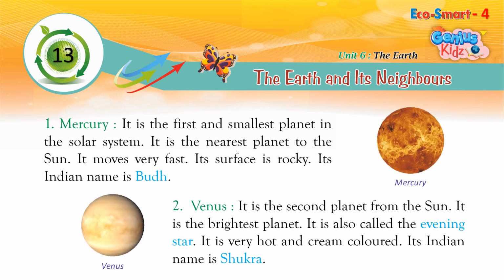1. Mercury. It is the first and smallest planet in the solar system. It is the nearest planet to the Sun. It moves very fast. Its surface is rocky. Its Indian name is Budh. 2. Venus. It is the second planet from the Sun. It is the brightest planet. It is also called the evening star. It is very hot and green colored. Its Indian name is Shukra.